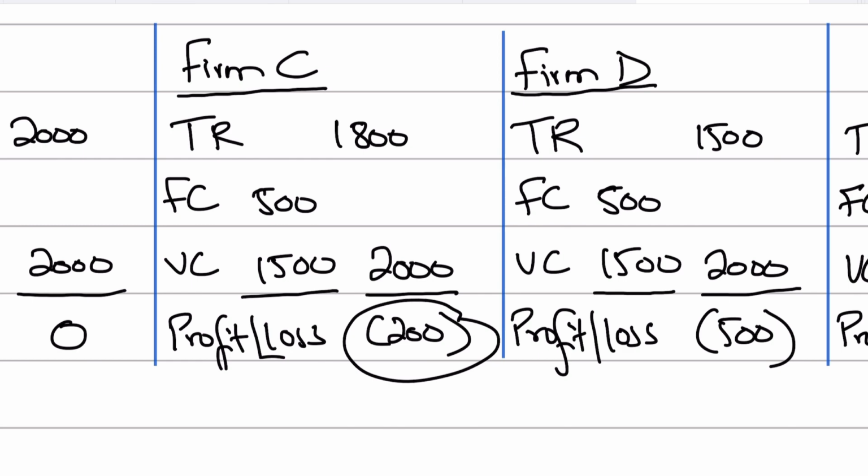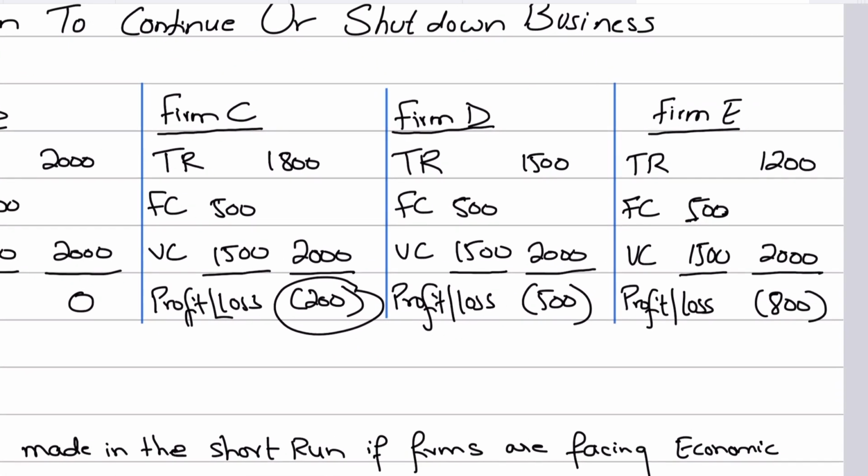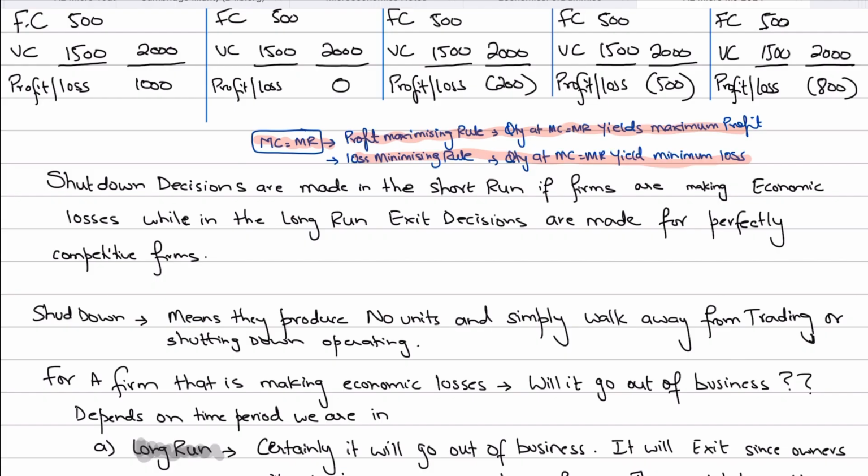Any other quantity would definitely yield a bigger loss. So guys, coming back to the table, firms C, D, and E are incurring losses, right? As far as the shutdown decision is concerned, we need to know what it is. But remember that shutdown decisions are made in the short run, not in the long run. In the long run, we make exit decisions, right?